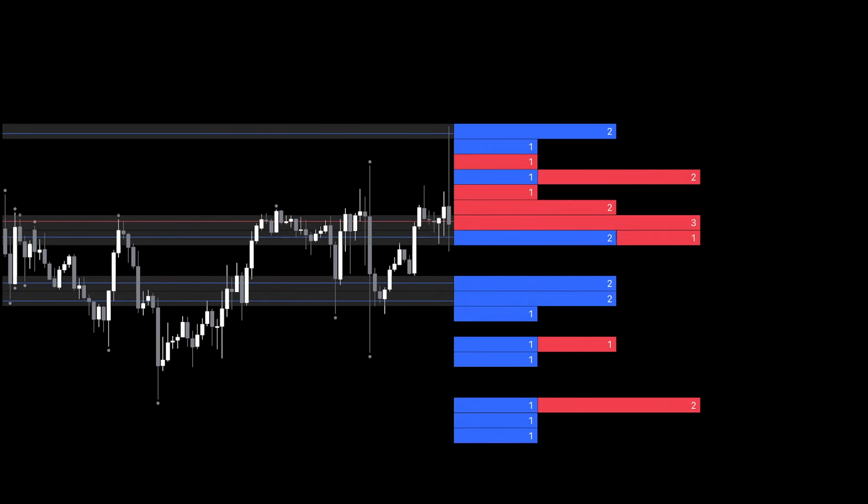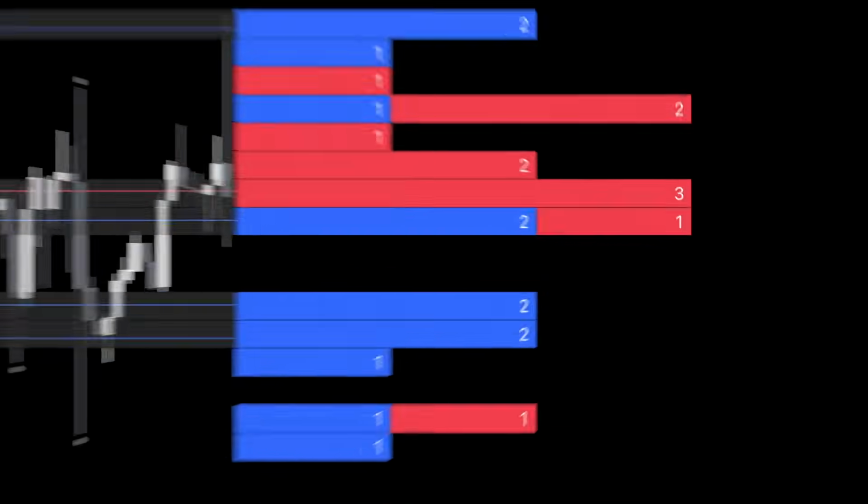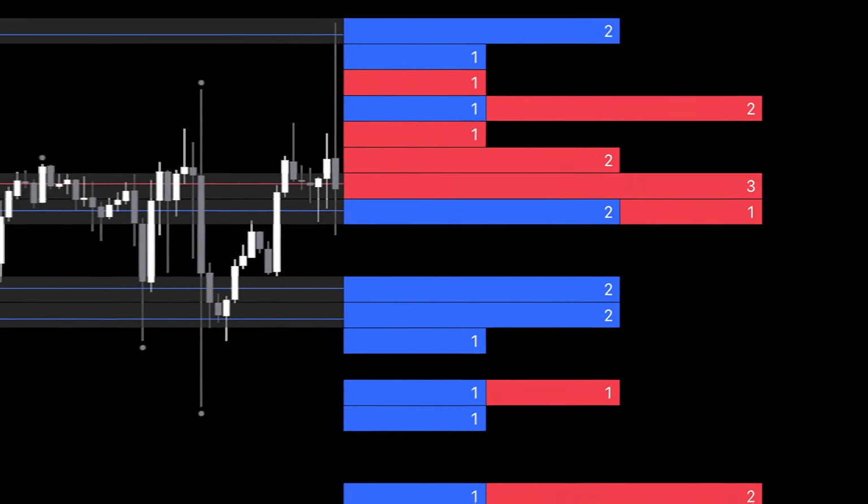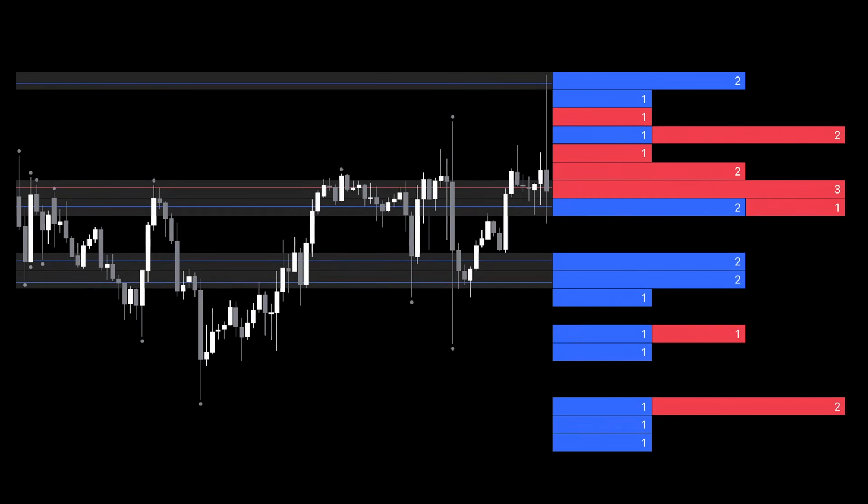Pivot Point Profile automatically detects those pivots, bins them into rows, and shows you a left-right histogram of pivot high counts versus pivot low counts. Red leans toward resistance pressure, blue towards support pressure. The result is a fast, objective heat map of actionable levels without drawing a single line by hand.